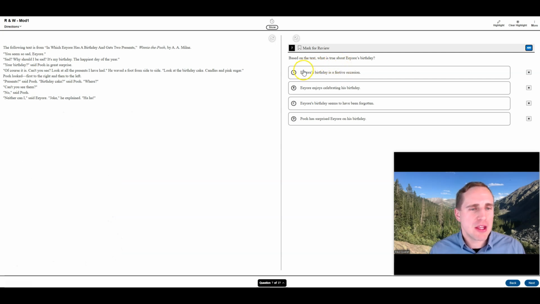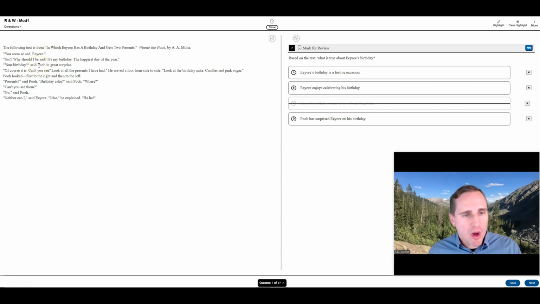So, what is true about Eeyore's birthday? So we know there's a lot of presents. We know he's describing presents and a birthday cake, and he gives some details. And Pooh says that he seems sad. So is Eeyore's birthday a festive occasion? Well, somewhat. There's things there. Eeyore enjoys celebrating his birthday. So maybe not. Probably not. Eeyore's birthday seems to have been forgotten. Pooh has surprised Eeyore on his birthday. So did Pooh surprise Eeyore? Or is it just that Pooh was surprised that it was Eeyore's birthday? So Pooh was surprised. Pooh was not the one to surprise Eeyore.